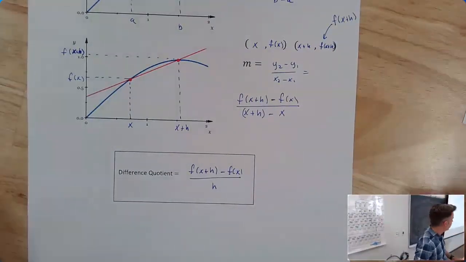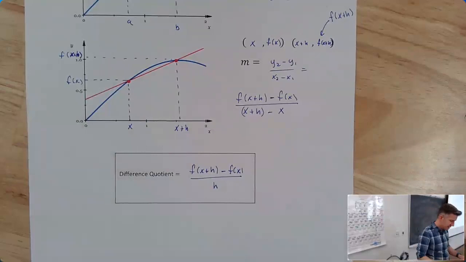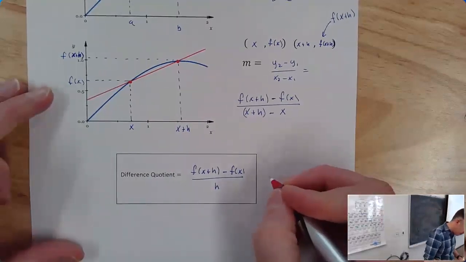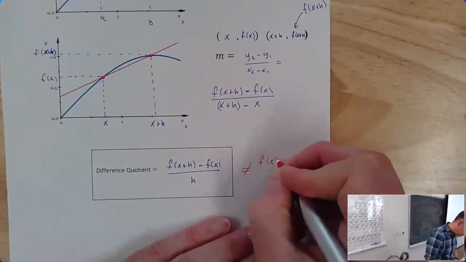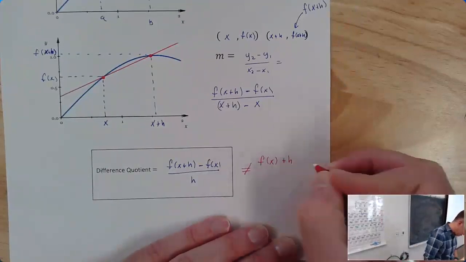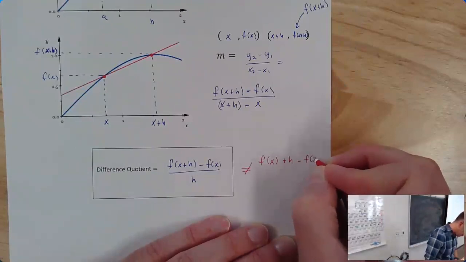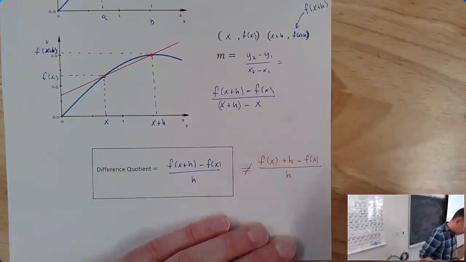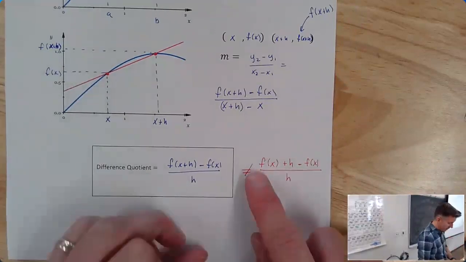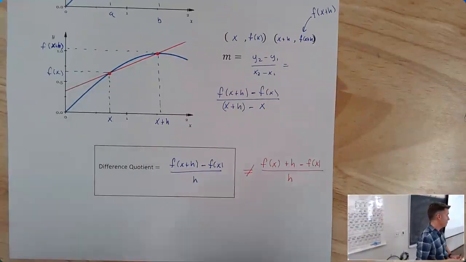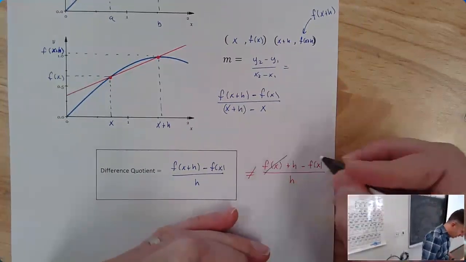Something I want to point out because it comes up kind of often. This is not the same as f of x plus h minus f of x all over h. That's a different thing. Because if I look at this thing here, what could I cancel on the top? Not the h, actually, not yet. I can cancel the f of x's, because f of x minus f of x is 0. And now I'm left with what?